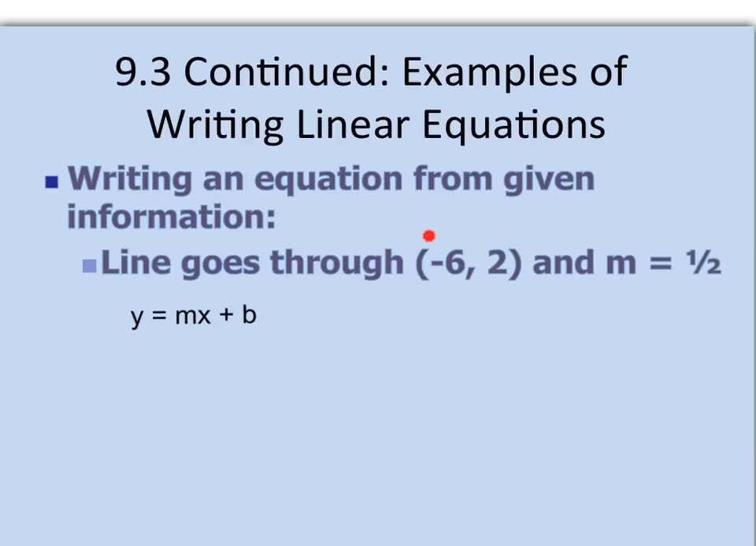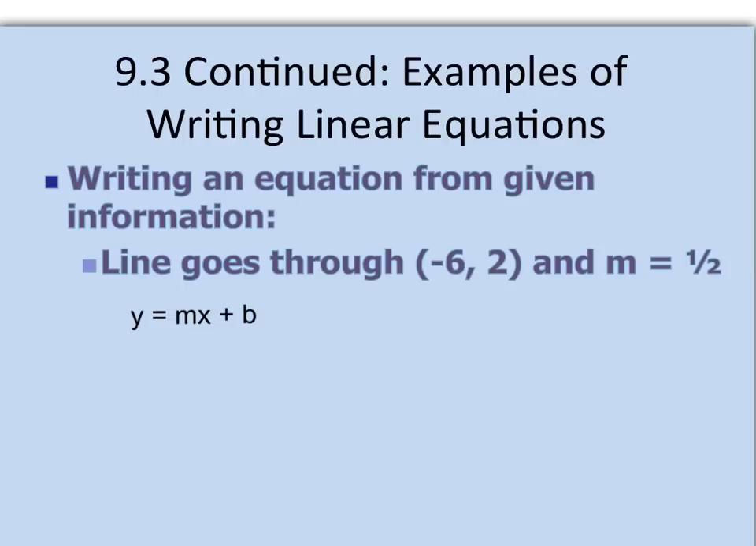This is not the y-intercept. If it were the y-intercept, the x-coordinate would have to be 0. So this is just a random point on the line. However, I can use this value for x and this value for y, and this value for the slope, and I can substitute those into my equation, and then my only variable will be b, and I can solve for b, and then I'll know what the y-intercept is.